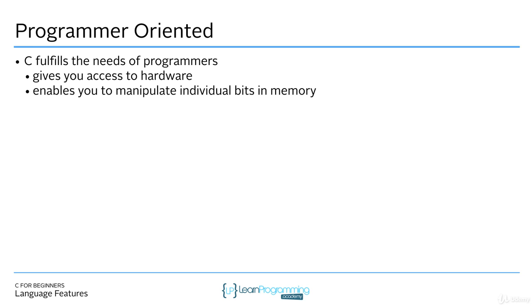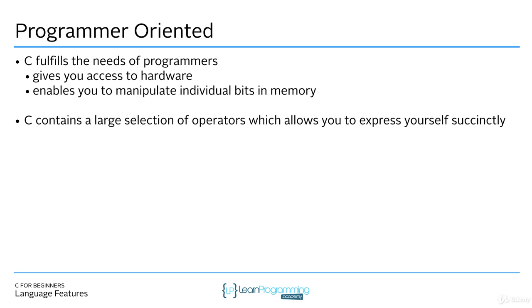In Java, you can't do a lot of these things like manage your own memory. C also has many other capabilities that allow flexibility. And I think that flexibility makes it more programmer-oriented because programmers like that. They like that flexibility. They don't want to be told what to do.